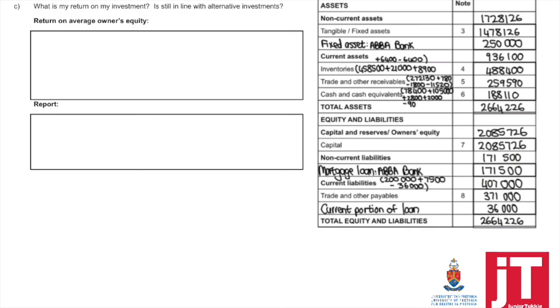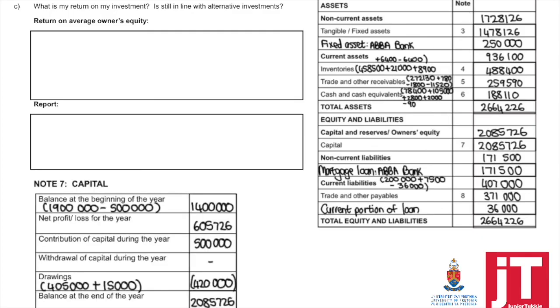Then, what was my return on my investment? Is it still in line with alternative investments? To find that out, you need to use the return on average owner's equity. I don't know what the average equity is by looking at this, because average means beginning plus end. And I don't know what the net profit is by looking at the face of the balance sheet. So where do I go to solve this? We can look at note number 7, capital. The net profit divided by your average owner's equity, meaning the beginning plus end divided by 2.